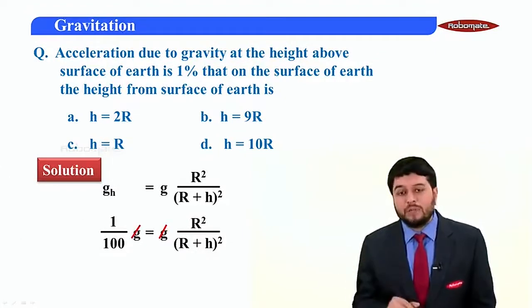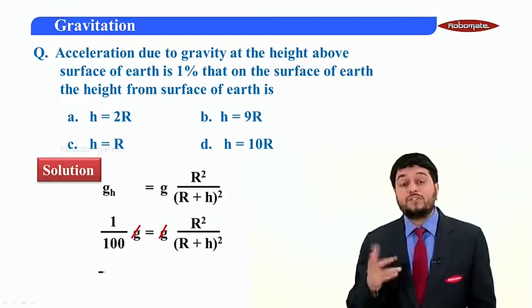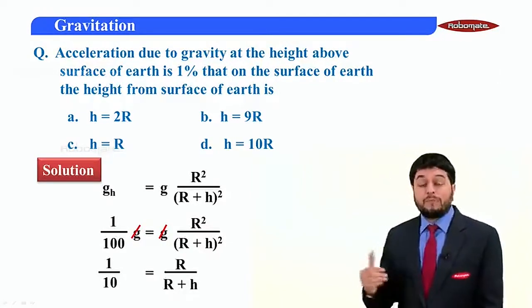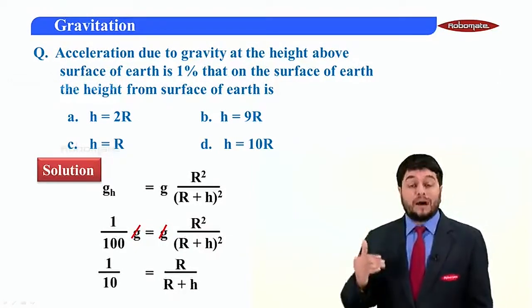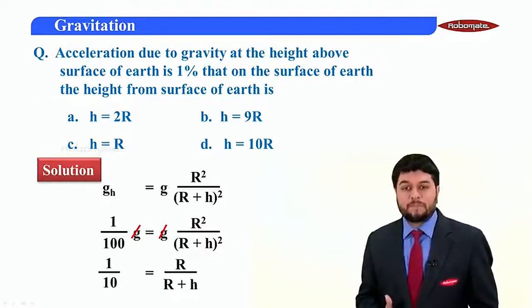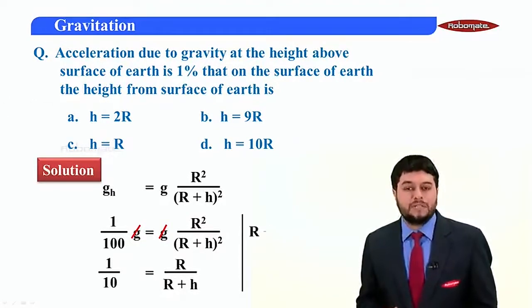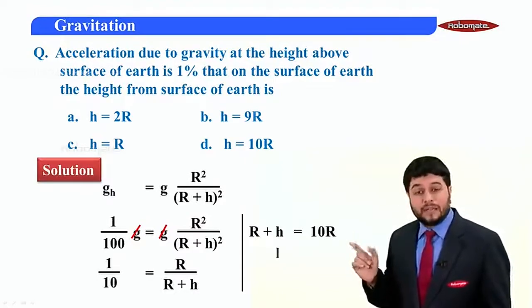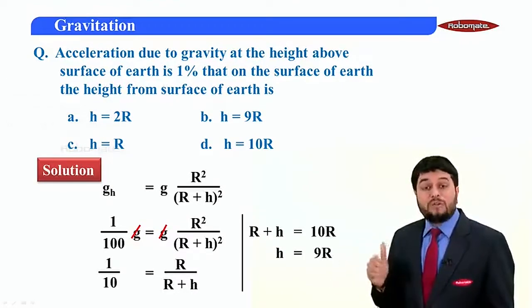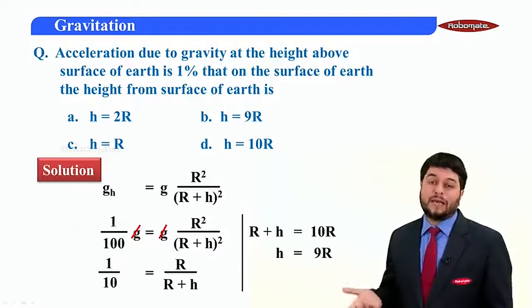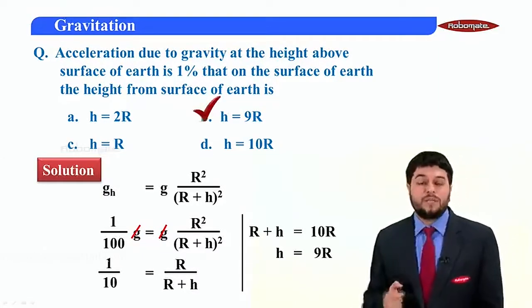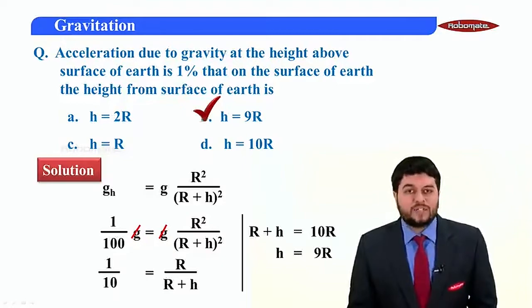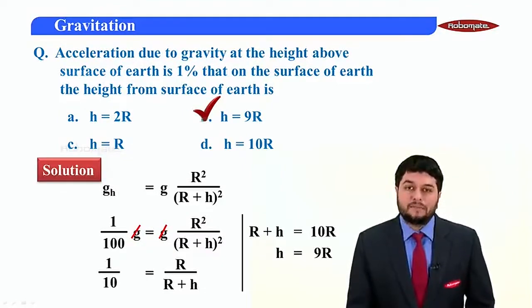So cancelling g on both the sides and taking square root, I get 1 by 10 is equal to R upon R plus h. Now it's a very simple calculation, just cross multiplying on both sides, I get R plus h is equal to 10R. So h is equal to 10R minus R, that is 9R. And your answer in this case will be option B, h is equal to 9R. Got it?